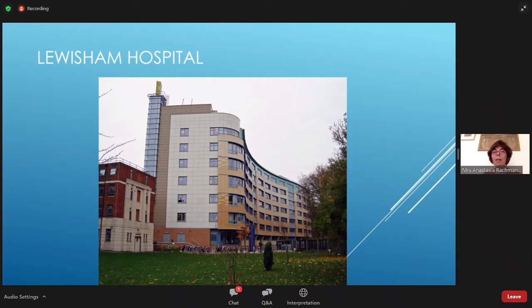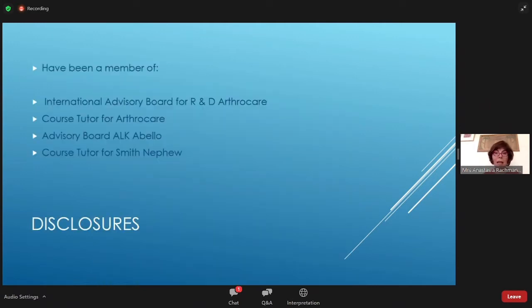Yes. So this is a view of Lewisham Hospital on a good day. At least it is not raining. We have a hot day in London today, and I hope most parts of the world, despite COVID, enjoy a sunny day. A sunny day comes with a lot of nasal obstruction due to allergic rhinitis, hay fever sufferers. So our talks should be relevant to the time of the year, at least in the Northern Hemisphere.